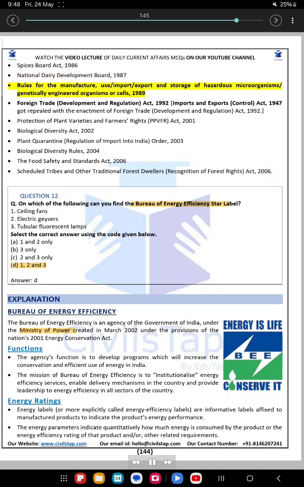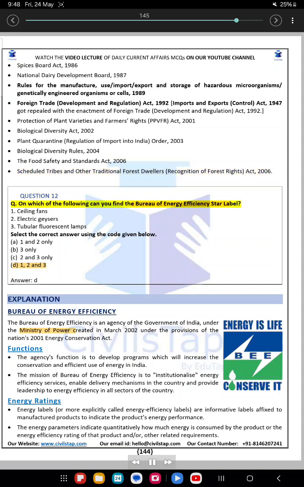Rules for the Manufacture, Use, Import, Export and Storage of Hazardous Microorganisms, Genetically Engineered Organisms or Cells, 1989. Foreign Trade Development and Regulation Act, 1992. The Imports and Exports Control Act, 1947 got repealed with the enactment of the Foreign Trade Development and Regulation Act, 1992. Protection of Plant Varieties and Farmers' Rights, PPVFR Act, 2001. Biological Diversity Act, 2002. Plant Quarantine, Regulation of Import into India, Order, 2003. Biological Diversity Rules, 2004. The Food Safety and Standards Act, 2006. Scheduled Tribes and Other Traditional Forest Dwellers, Recognition of Forest Rights Act, 2006.